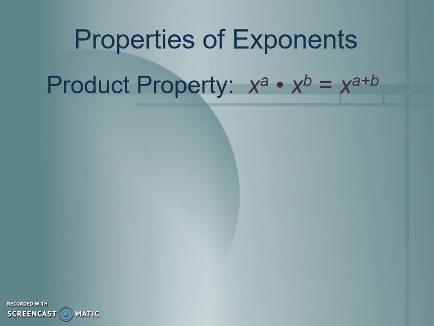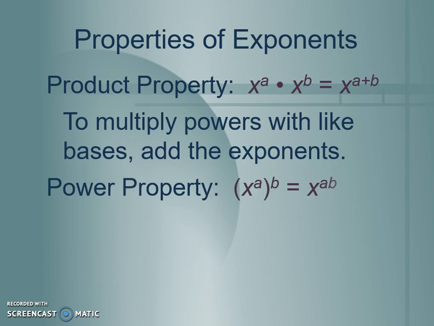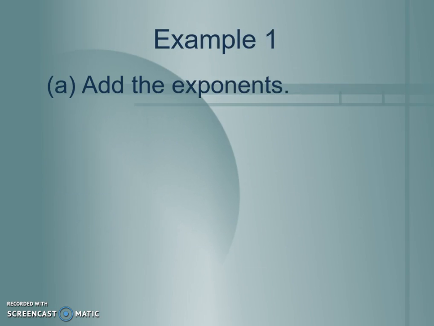So for our properties of exponents, same as they were before, but let's just review them. The product property says to multiply powers with like bases, add the exponents. Then we have the power property, which says to raise a power to a power, we multiply the exponents. So let's look at example 1.